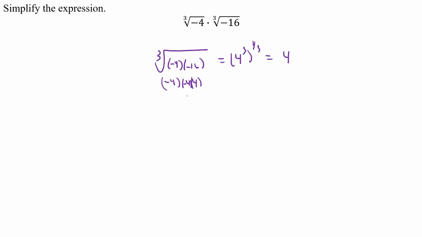So this 16 is going to be a negative 4 times a positive 4. That's times a negative 4. So a negative times a negative gives us a positive, and then we just have the 4 cubed. So when you take the cubed root of that, you just get 4 for our solution.